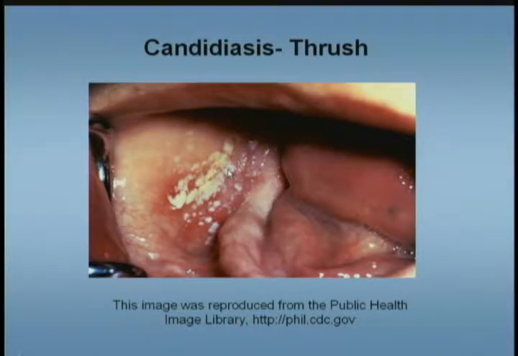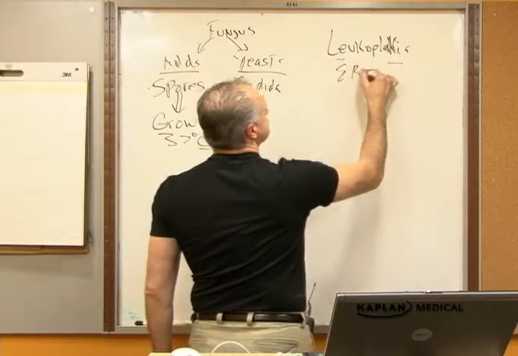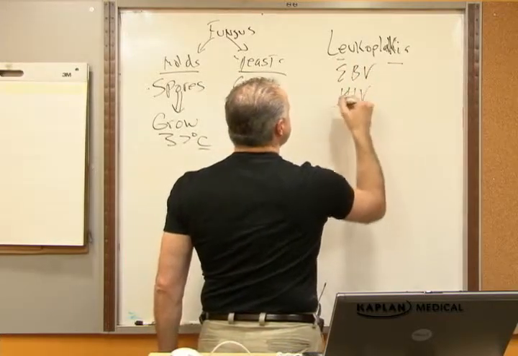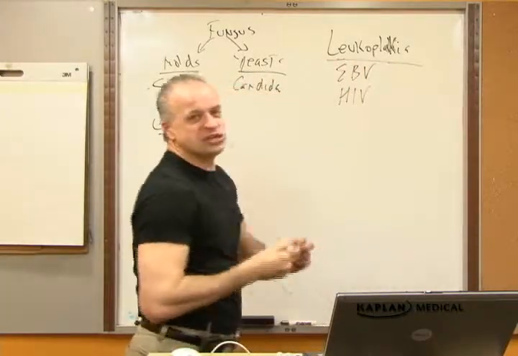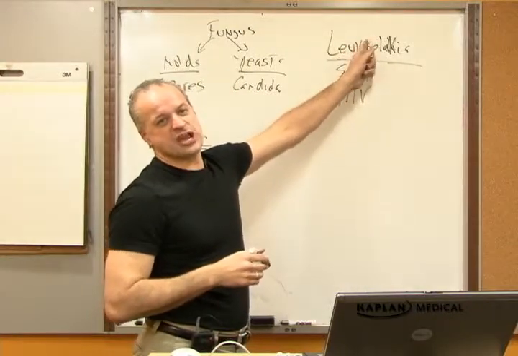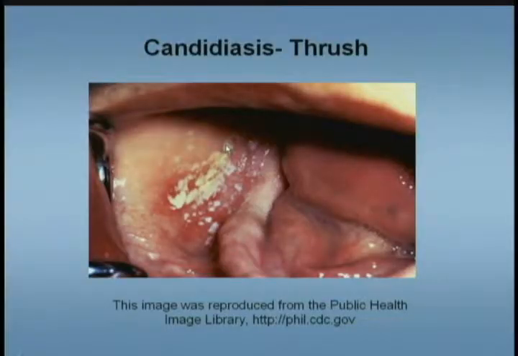How do we know it's not oral hairy leukoplakia? You'll like that. White plaques. That's from Epstein-Barr virus. That's associated with HIV. And the biggest thing about it is oral hairy leukoplakia does not scrape off. This will scrape off. Thrush scrapes off. Oral hairy leukoplakia only scrapes off if you take the flesh with it and it bleeds.